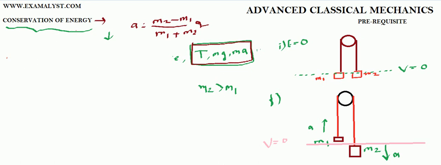Now if you look at this diagram, you will see something interesting happening. You'll find that m1 has gone up and m2 has gone down. Say the height through which m1 has gone up is h dash, and the height through which m2 has gone down is h dash. Now we need to calculate the velocity.